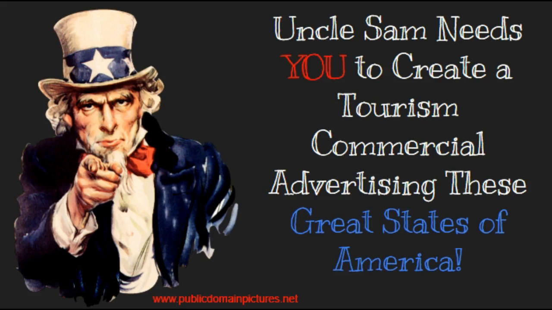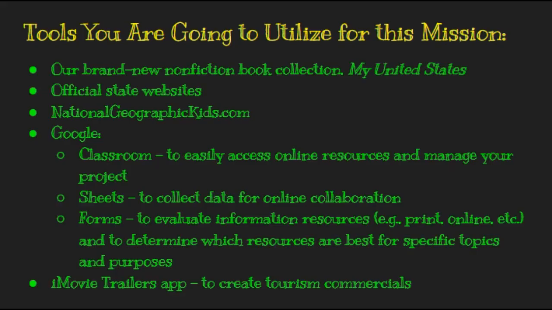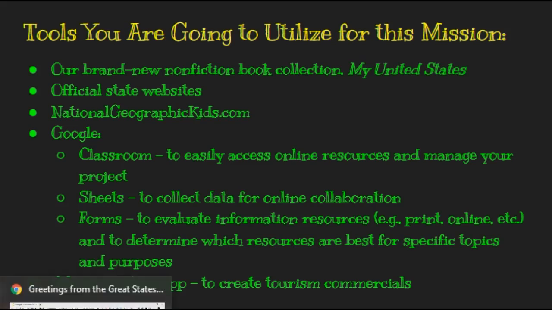This is how you're going to compile the information to make your commercials. Over the coming weeks, you're going to be using our nonfiction book collection, My United States, to gather information and put it on a Google Sheet. You're also going to be using official state websites and nationalgeographickids.com. Don't worry, all of this information will be disseminated to you through Google Classroom, so you'll have easy access to the online resources and be able to manage your project.